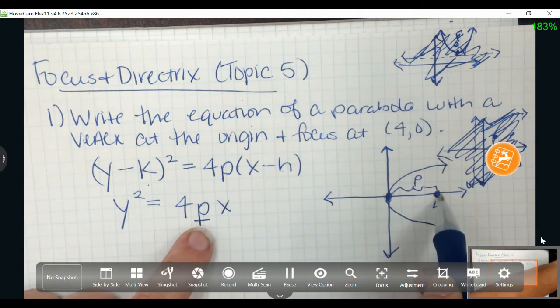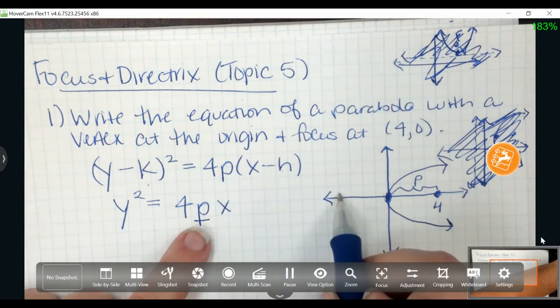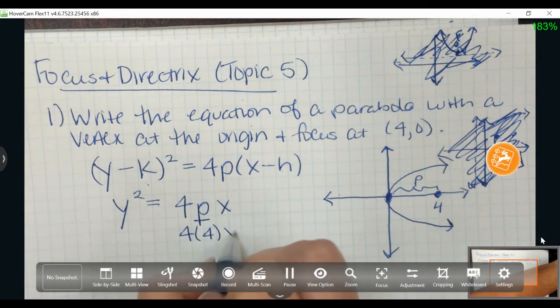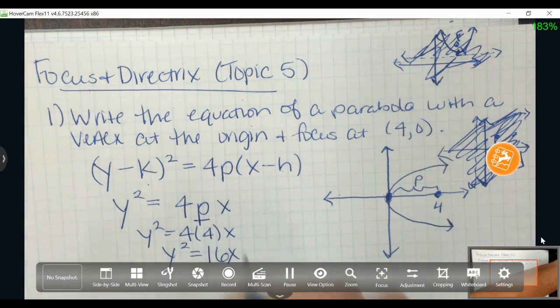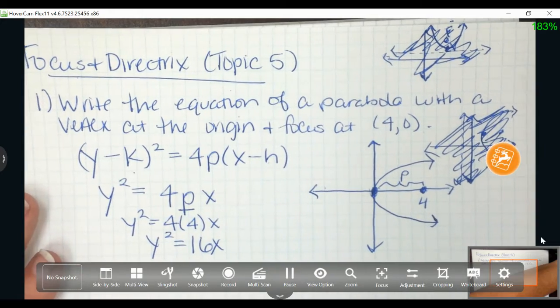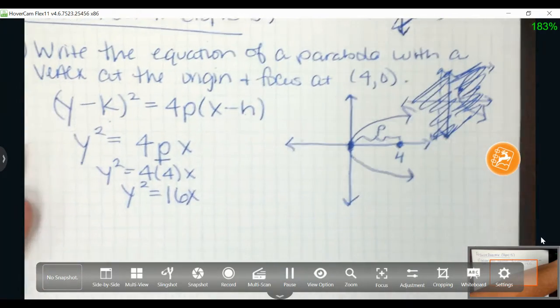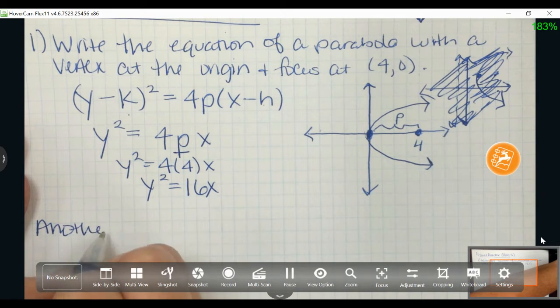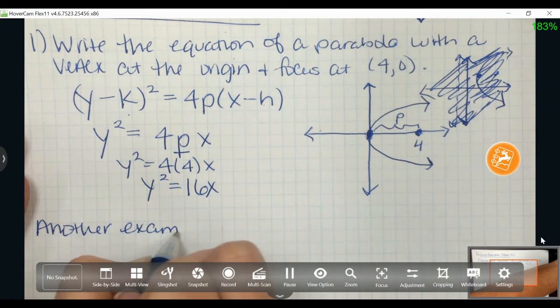So if I'm moving to the right, that's a positive 4. Had it been going to the left, it would be a negative 4. So 4 times 4, x, and y² = 16x. Now I want to do another one. This one was not on your study guide, but this is another example, just to make one that goes a different direction.